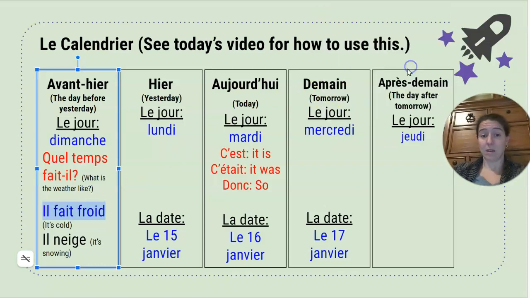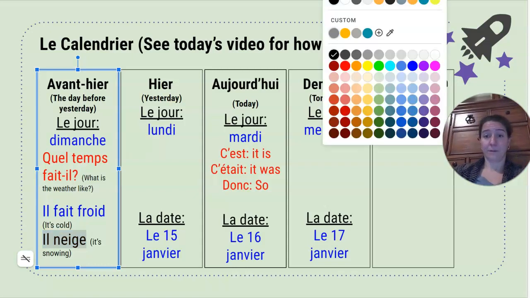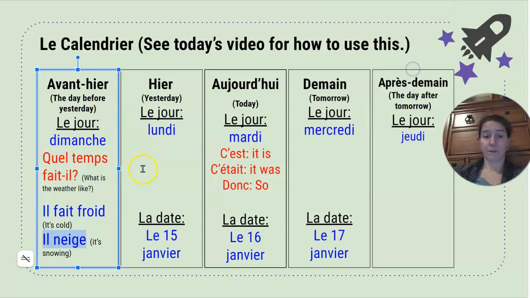Et il neige. Il neige. Okay, voila. Bon, and we'll continue. I'll try to add that in every time we look at le calendrier from now on, and then as the weather changes, we'll learn some more different expressions we can use.